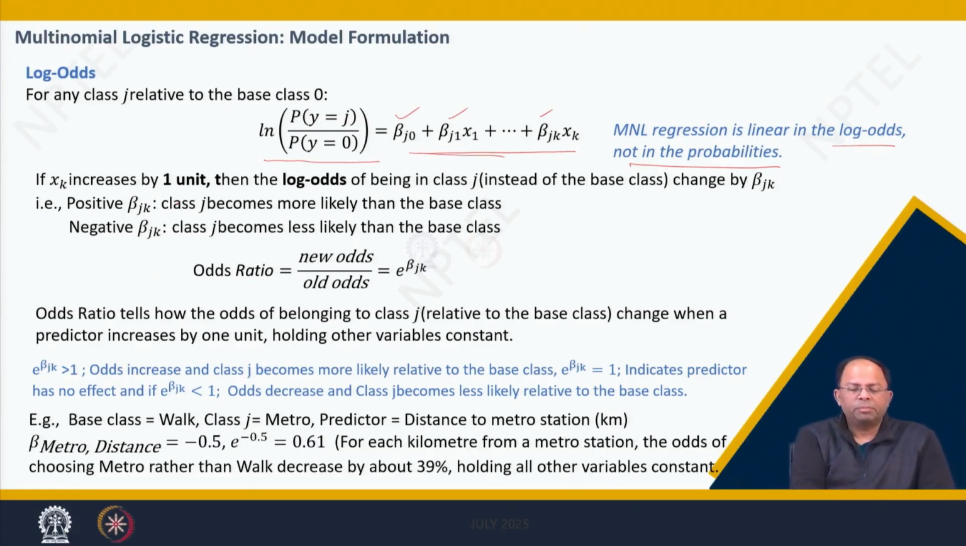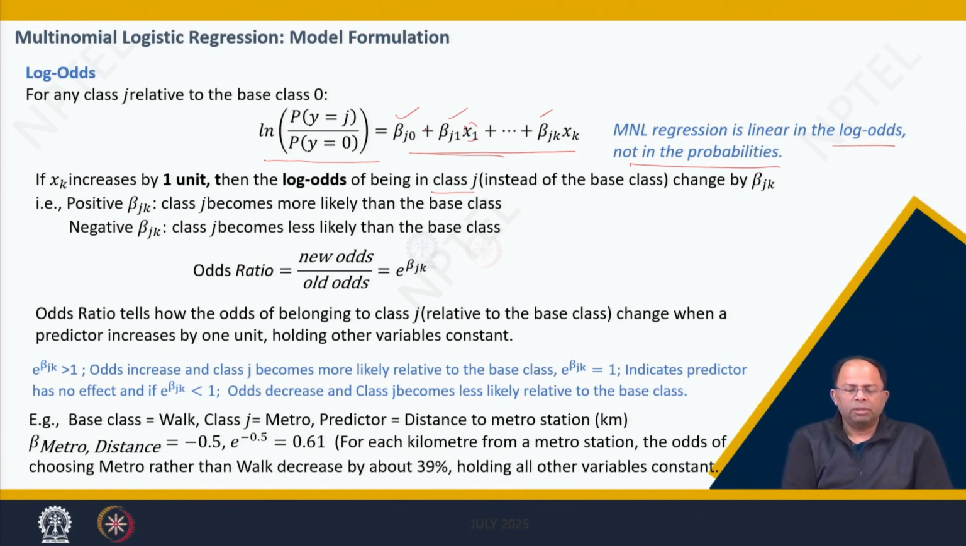As we have already learned, if x_k increases by 1 unit, then the log odds of being in class j instead of the base class changes by beta_jk. So a positive beta_jk means class j becomes more likely than the base class. Negative beta_jk means class j becomes less likely than the base class. So it all depends on the sign.